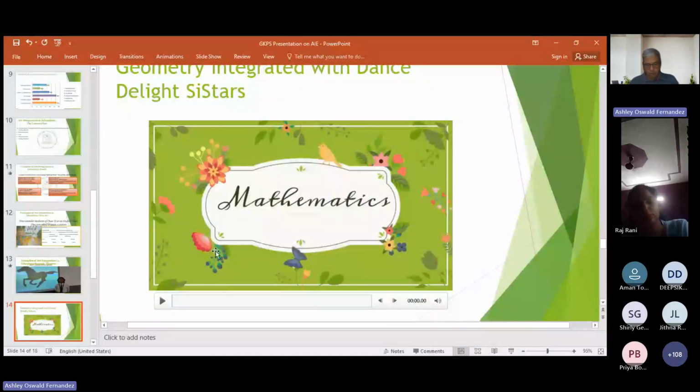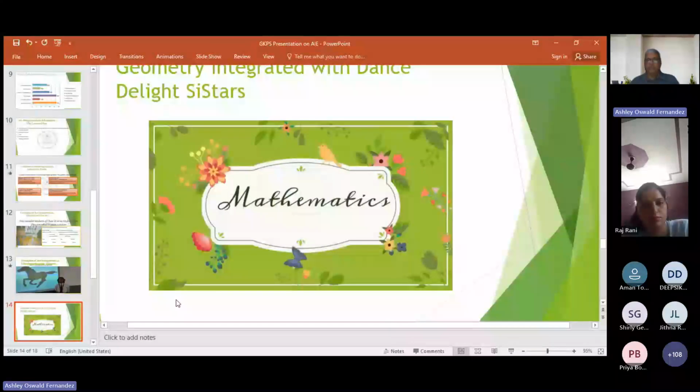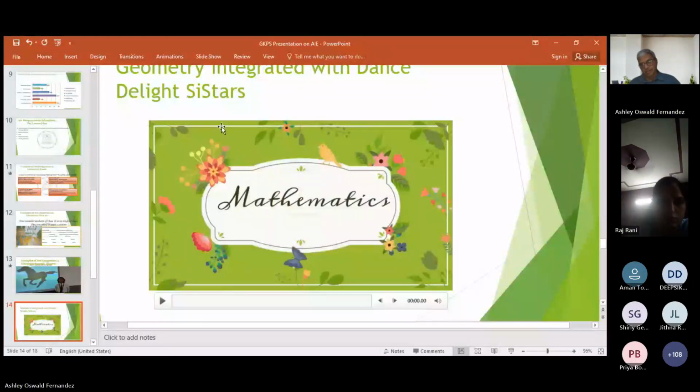The audio is not very important, honestly, because it's a dance form. Now this is integrating geometry with dance. And if you look at the spelling over here, you'll be wondering what's wrong. The spelling is wrong. Delight sisters. It's actually, they are sisters. But look at the way they've tried to highlight their names. They're both sisters, and they've tried to demonstrate geometry through the form of dance. Now, I think the audio is not very important, but all the same, you can definitely try to see this.